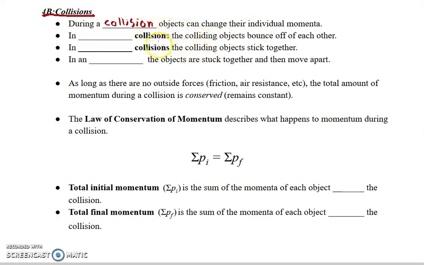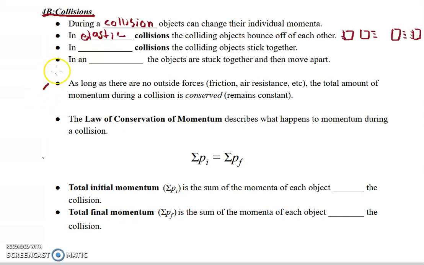So the first one is an elastic collision. So in elastic collisions, objects bounce off of each other. So you have two objects, sure, they run into each other and then they bounce off of each other. That would be an elastic collision. The other main type would be inelastic collisions.